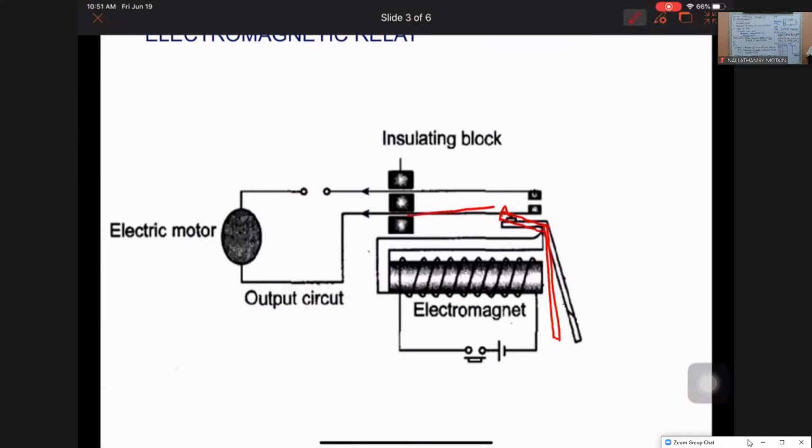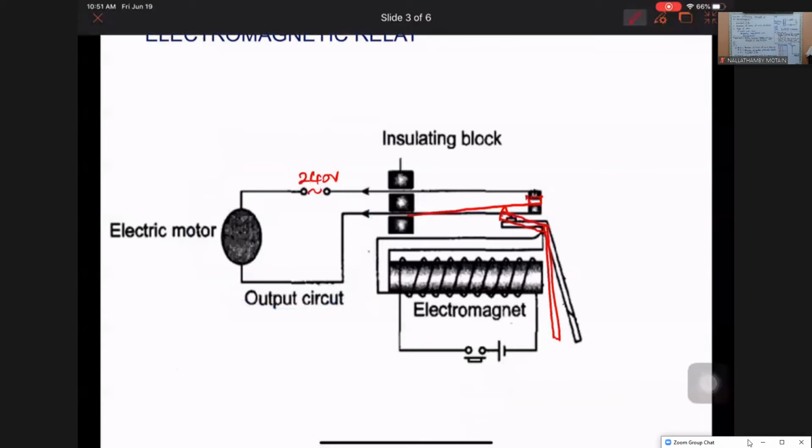This contact will be pushed. When the contact is pushed, what happened? The secondary circuit, here it is used what? 240 volt. Let's say, for example, 240 volt is high voltage. When the contact over here is closed, then the electric motor will be activated. For example, the engine of the car will be activated. But it's used what? High voltage. So it means here we are not in direct contact with the secondary circuit which uses high voltage.